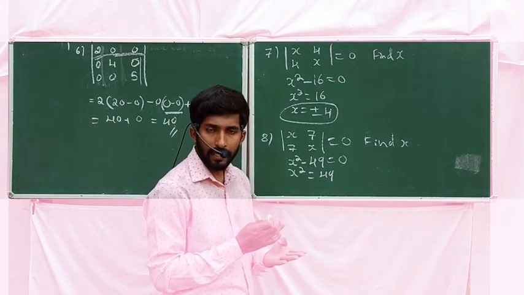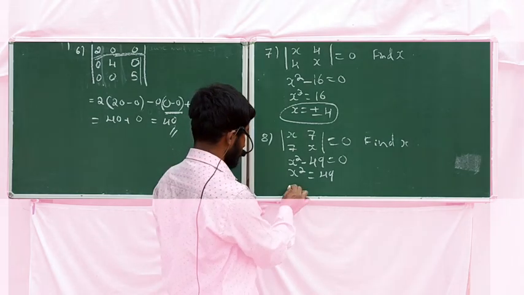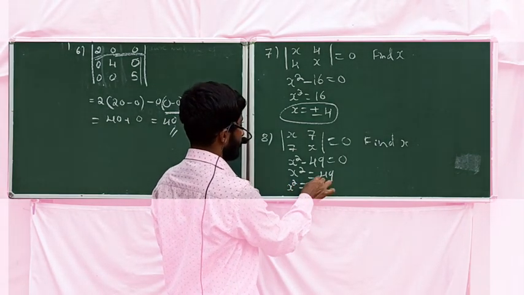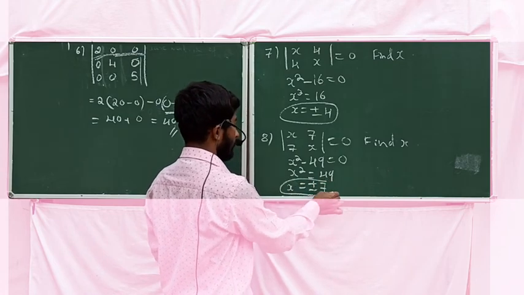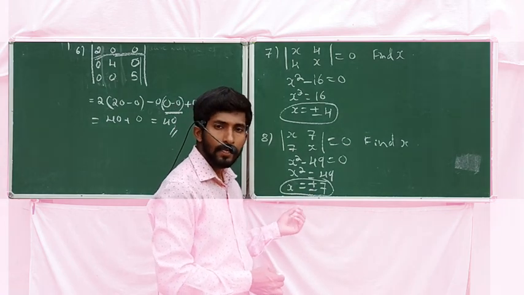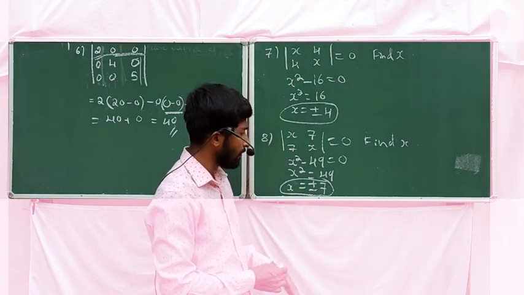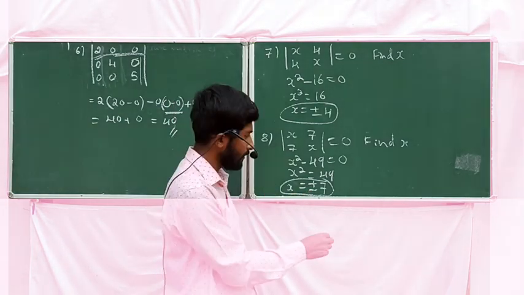That means x may be plus 7 or x may be minus 7. Okay, x is equal to plus or minus 7. But it's very important. You need to write plus or minus 7.